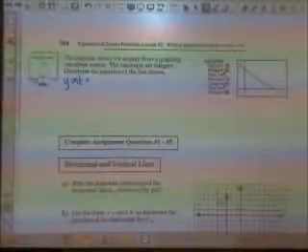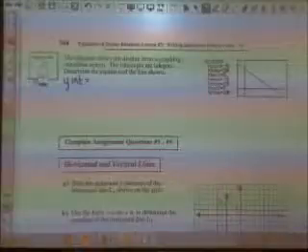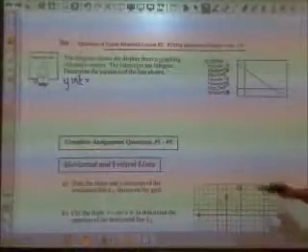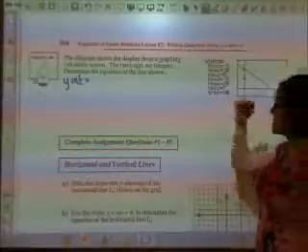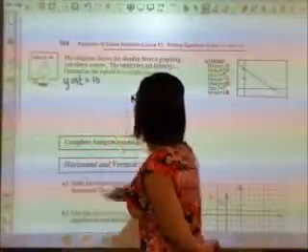What did I hear? Is it 10? Why 10? Because the scale's going up by 5. It's on the second tick mark. Okay, scale's going up by 5. It's on the second tick mark. Okay?